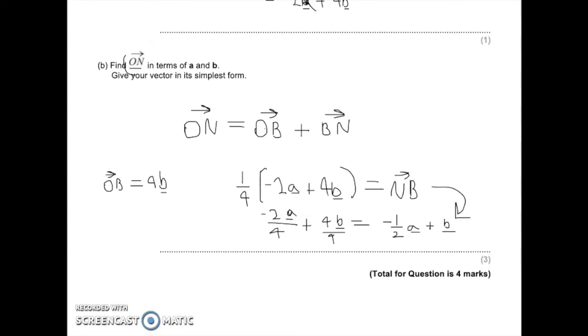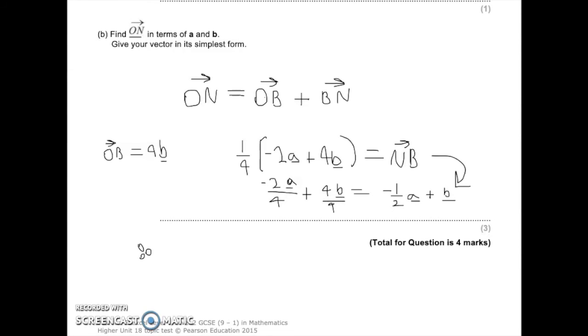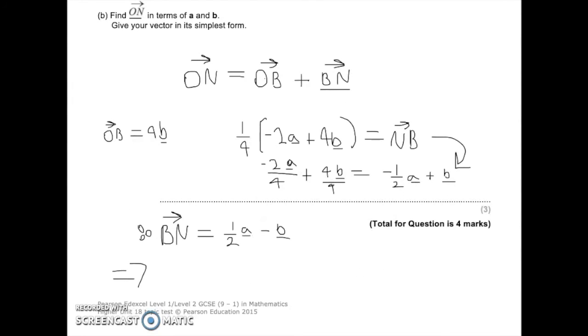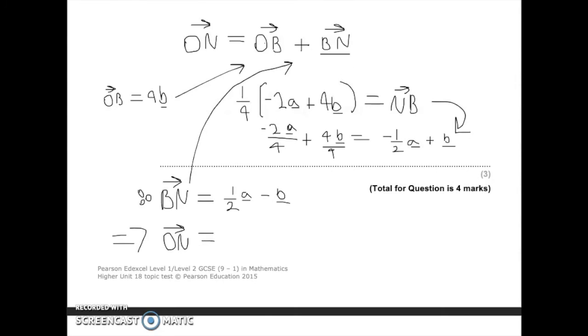And now I've found NB, I want to find BN because we're looking for ON, and ON is equal to OB plus BN. So I'm going to take the negative of NB in order to find BN, and then from there I'll be left with a half A minus B, and I can take the value for OB that I have, which is 4B, and the value for BN, which is a half A minus B, and I can add them together, and that will give me the overall answer for the value of ON. Simplifying down to 3B plus half A.